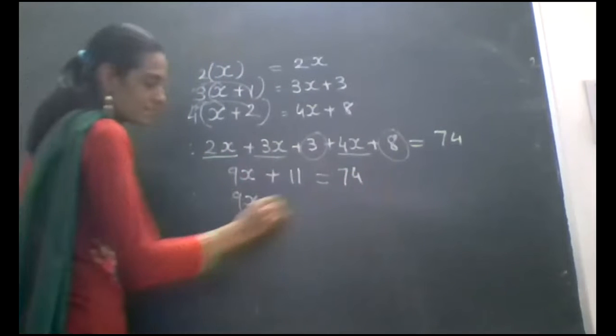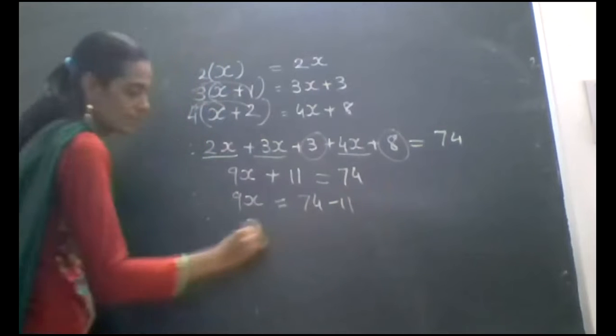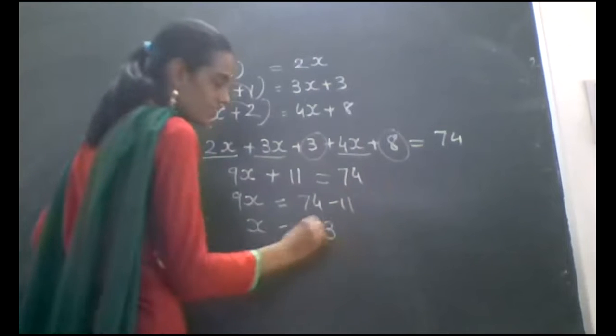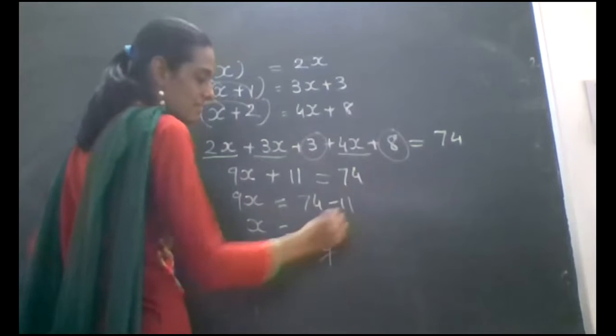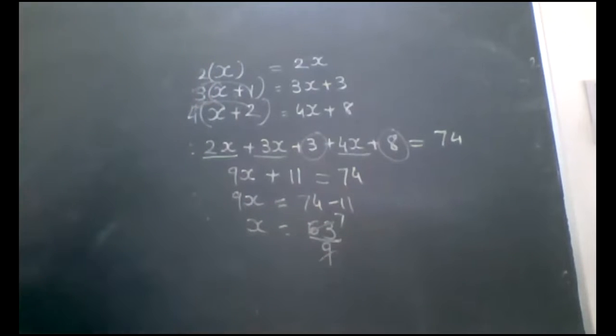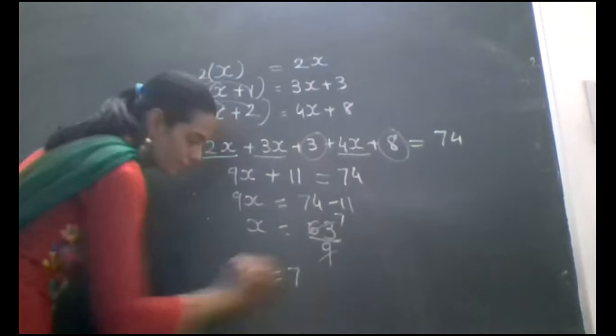So now 9x is equal to 74 minus 11. So how much will come? 63. 9x is 63. So here you get x is equal to 7.